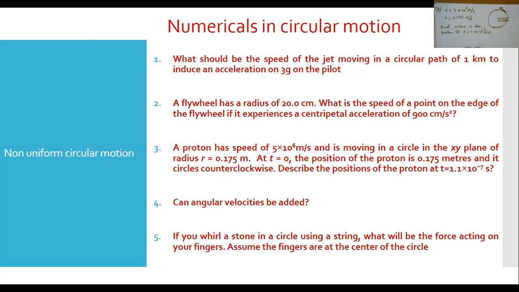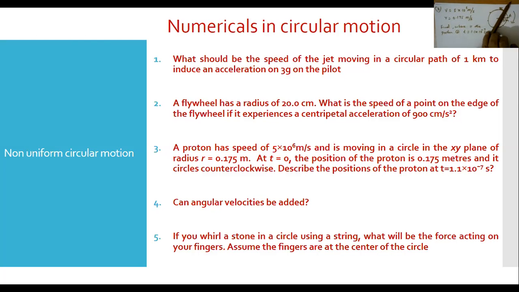At t equal to 0, the position of the proton is 0.175 meters. So from where is it 0.175 meters? With respect to the origin, if I say it's at 0.175 meters, it could be at point A here, it could be at point B here, it could be point C, point D, point E. It can be anywhere. Okay, that particular part has been missing. So what we do is, currently, let me assume that the particle is at point A. At this point, it is here. Okay, then the position of the proton is given and it circles counterclockwise. What do you mean by counterclockwise? Clockwise is this direction, which means it's moving along the clock, right?